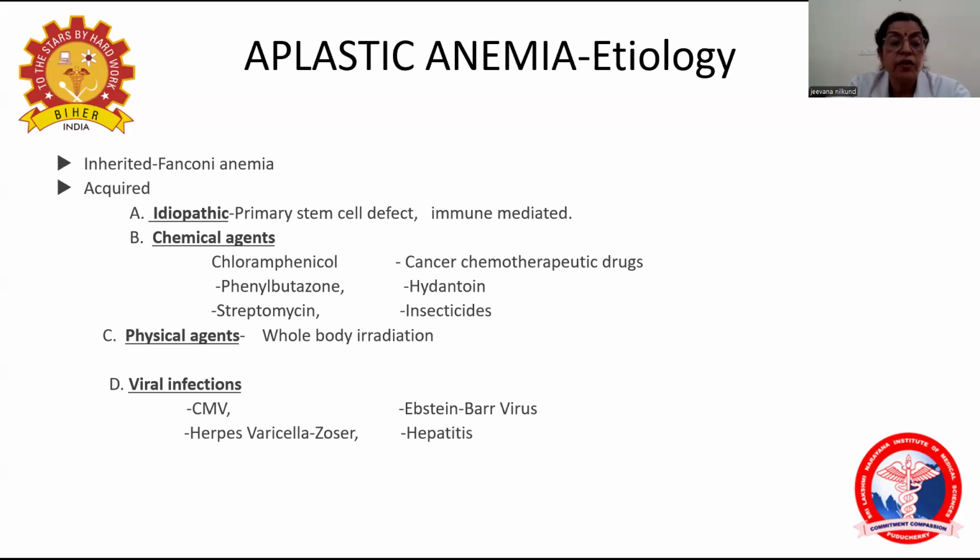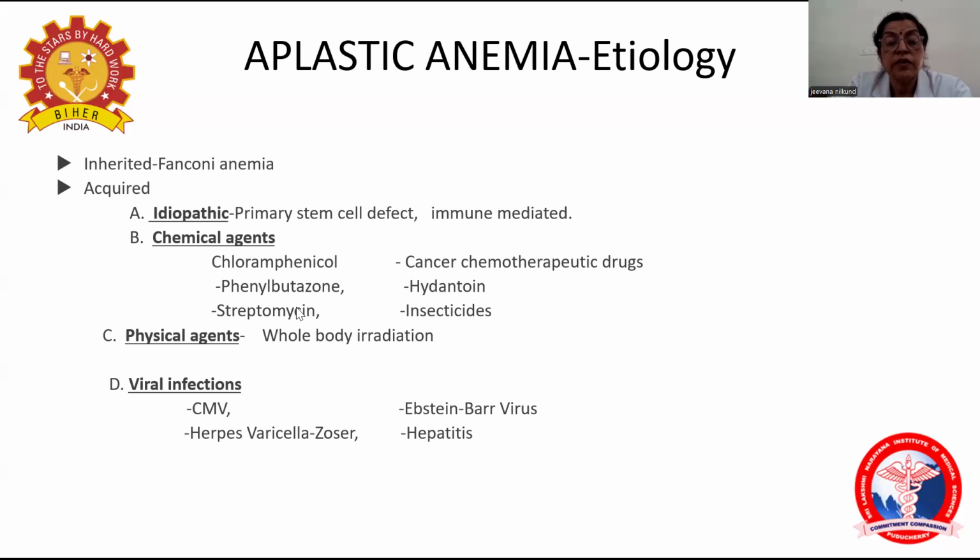It can be inherited or it can be acquired. Under inherited, we have Fanconi's anemia, and in acquired, we have the similar causes for pancytopenia. So it may be idiopathic, where the cause is not known, and it will affect the primary stem cell. So it may be a primary stem cell defect or it may be immune mediated, but the cause is not known. The second one can be chemicals, either cancer chemotherapeutic drugs or other drugs like chloramphenicol and phenylbutazone, which cause suppression of the bone marrow.